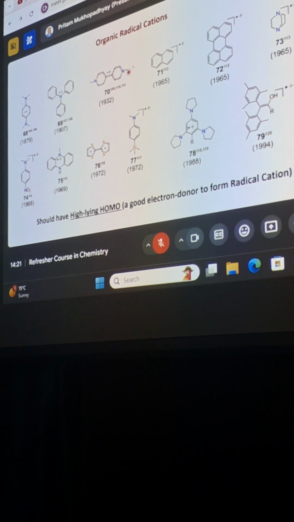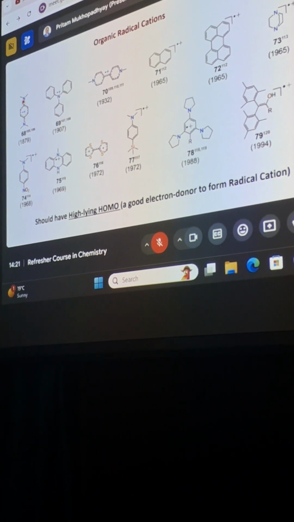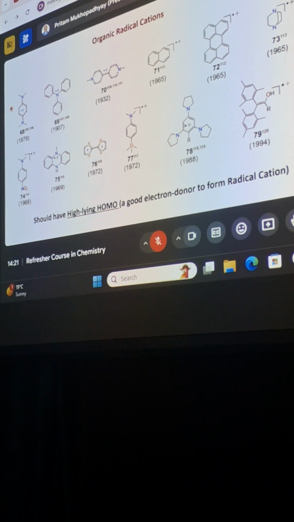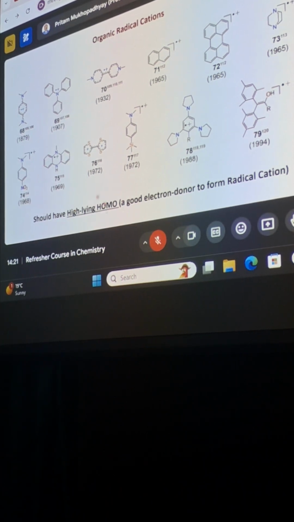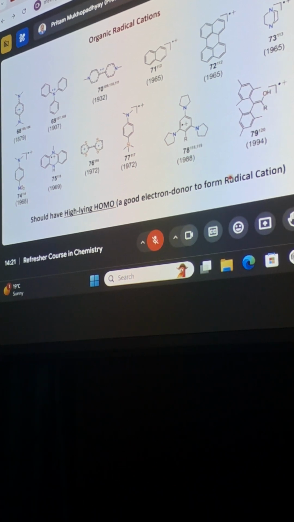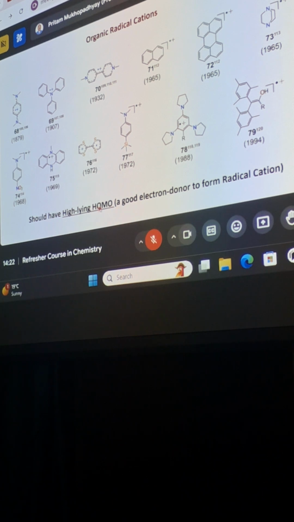So to form an organic radical cation, we must have this condition that it must be a good donor. So that means NMe2 phenyl NMe2, the starting molecule, the precursor, is a very good donor, has a high-lying HOMO. So a good electron donor can form a radical cation. A good electron donor must have a high-lying HOMO.